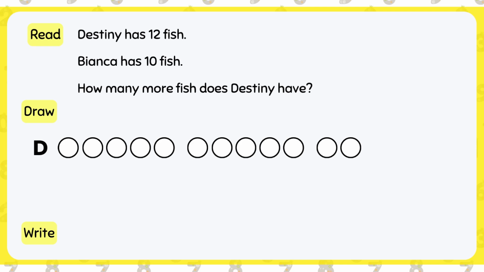Yes, I could put a B there because Bianca begins with a B sound, right? So I can do a B and then draw her 10 fish after the B. Oh, that's going to keep us so organized. All right, here we go.